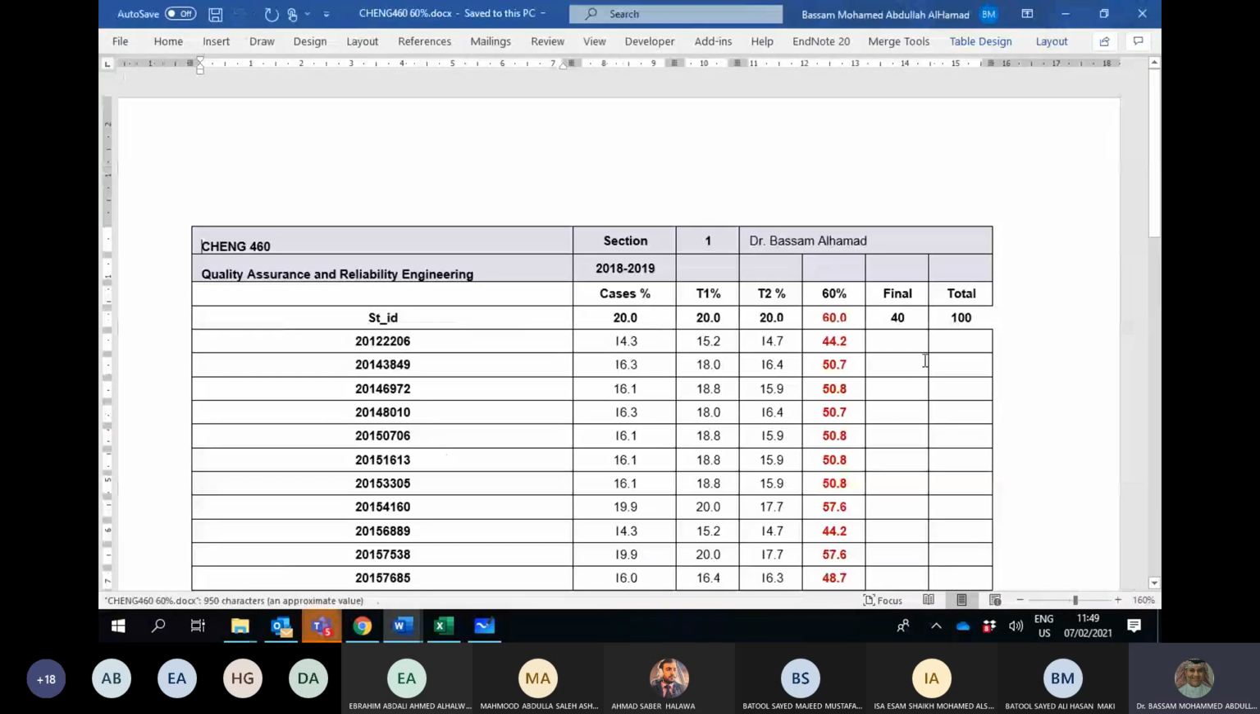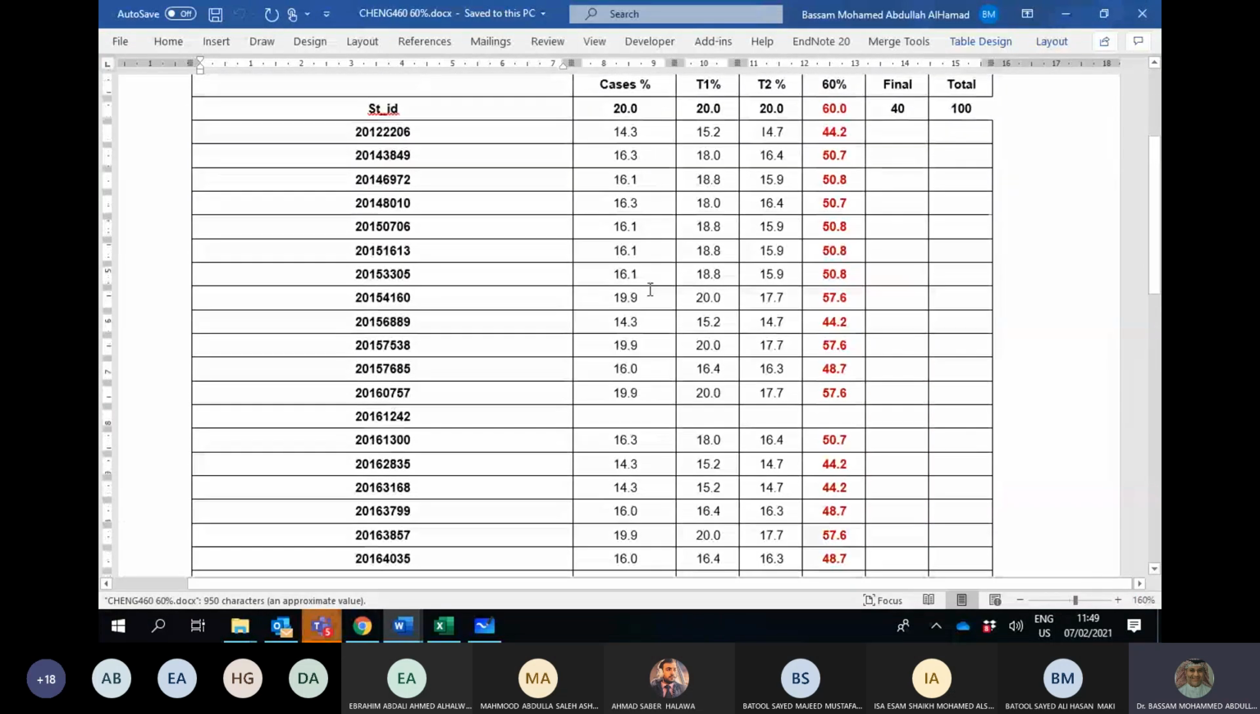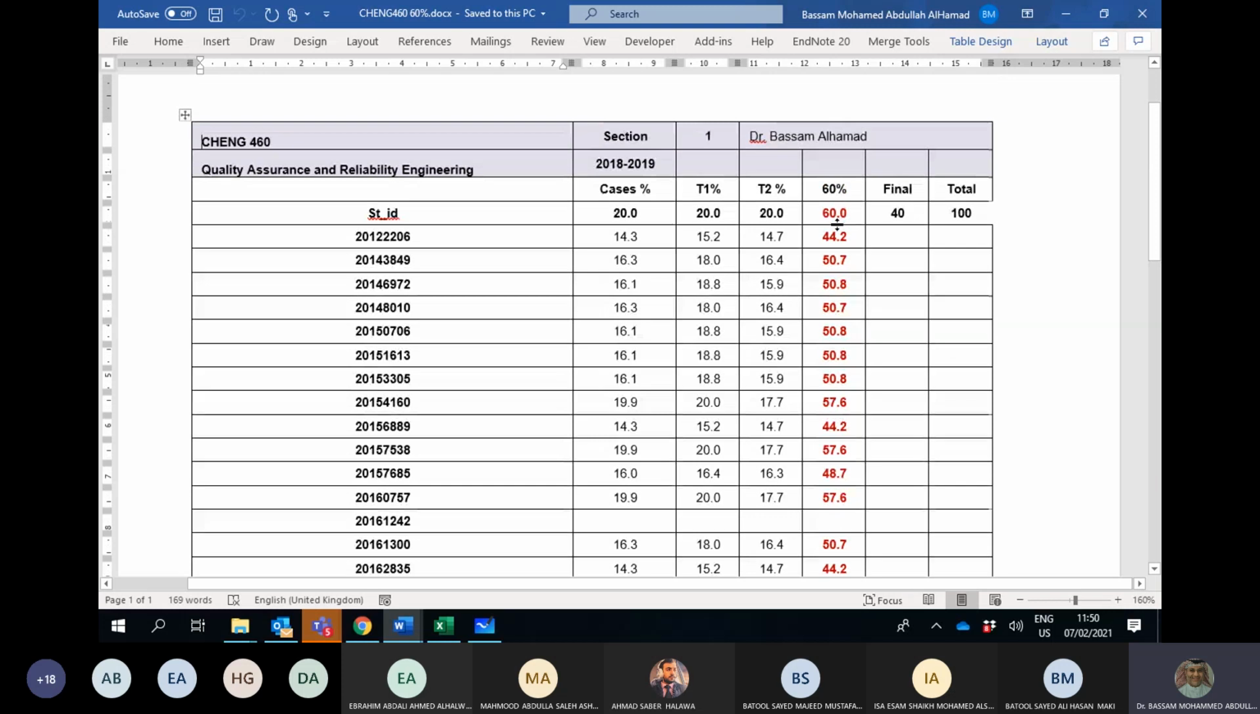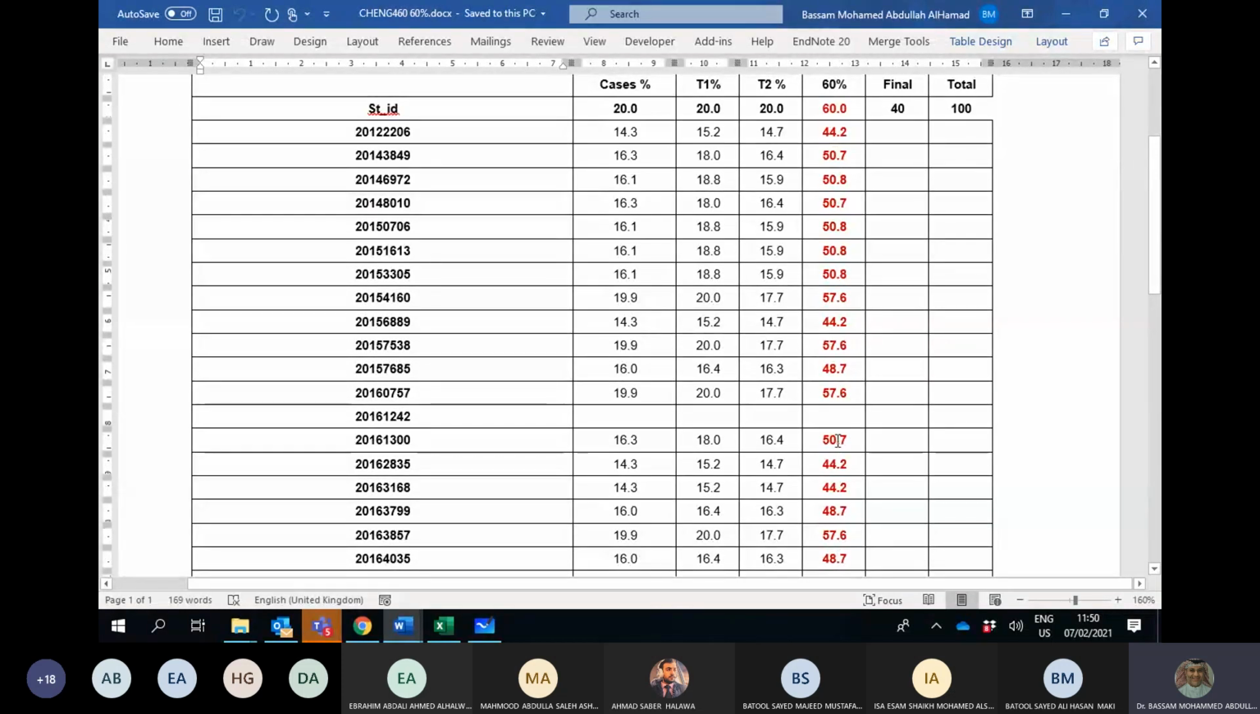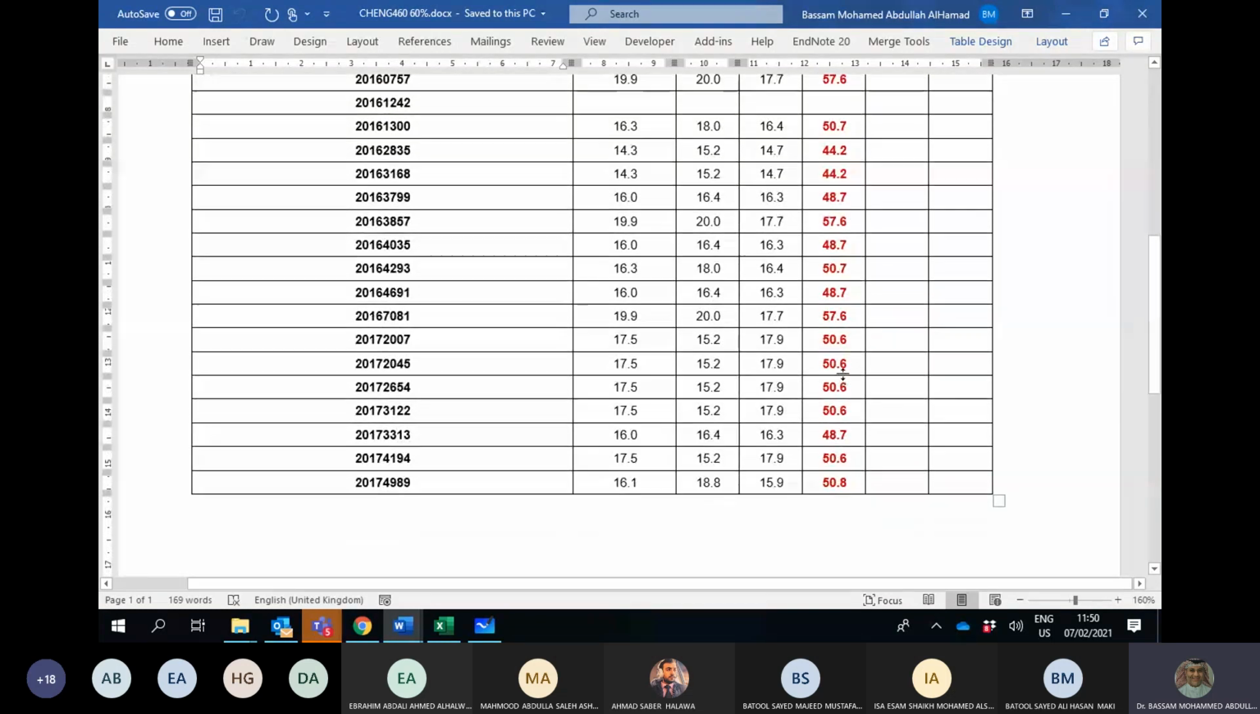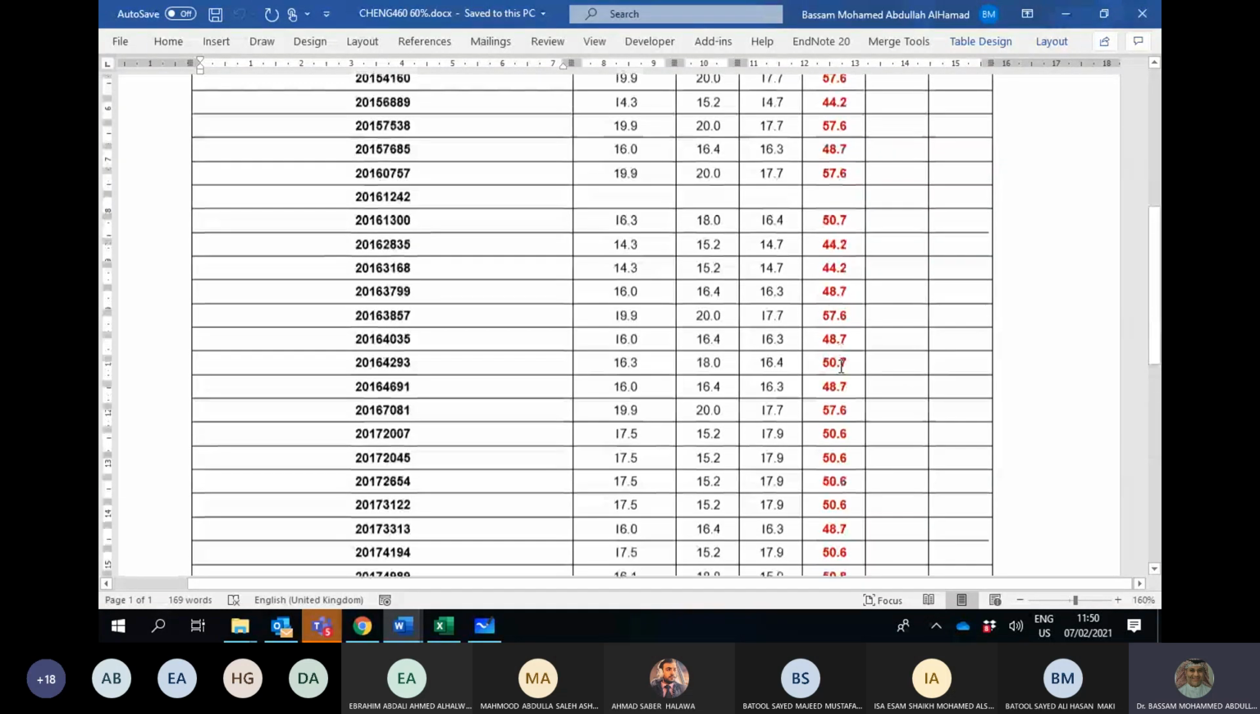Okay, so the 60% shows that the students get 14, 16, 16, 19, 14, 19, 16. Good marks, mashallah. Test one, 15, 18, also good. Mainly the average is like 18 or 17 maybe. Test two, again, maybe the average is also 17 or maybe 16, something like that. And this is the 60%. Most of the students are 48, 50. And here 50, 50. So that was the grades.